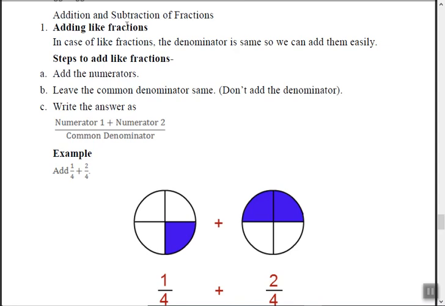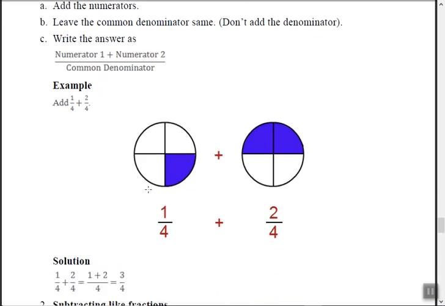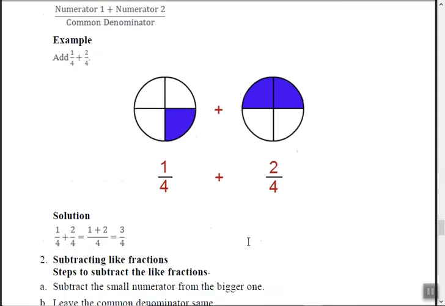Now adding like fractions. Like means what? Denominators same. So it's quite easy. If denominators are same, what you do is simply combine the denominator and add the numerators. That's it. 1 upon 4 plus 2 upon 4, combine 4, 1 plus 2 is 3 upon 4.